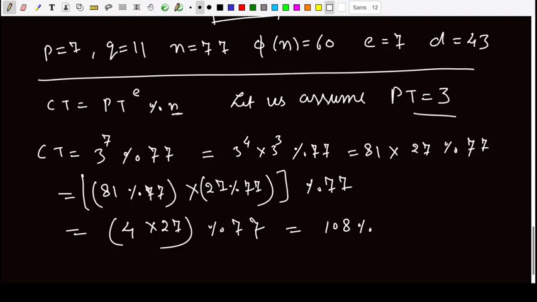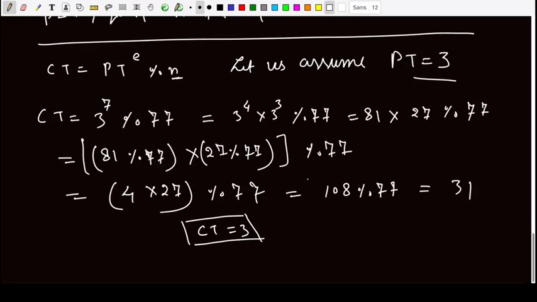108 modulo 77, and we divide 108 by 77, then the value we obtain is 31. Okay, so the ciphertext is 31. All right. Now let us try to decrypt this ciphertext.